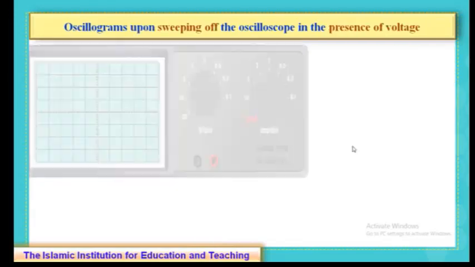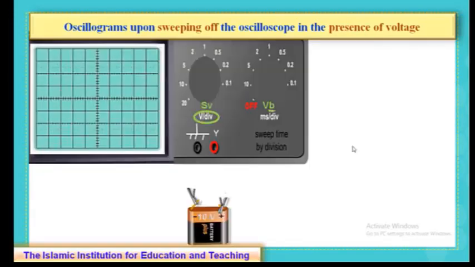Now, in the presence of the voltage, when the sweeping is off, the luminous spot appears at the center of the screen. Now we connected the battery across the oscilloscope with the phase terminal connected towards the positive pole of the dry cell and the ground terminal towards the negative pole of the dry cell. The luminous spot moves upward. As we decrease the vertical sensitivity, this spot moves upwards more and more until it disappears when the vertical sensitivity decreases to 2 volt per division.